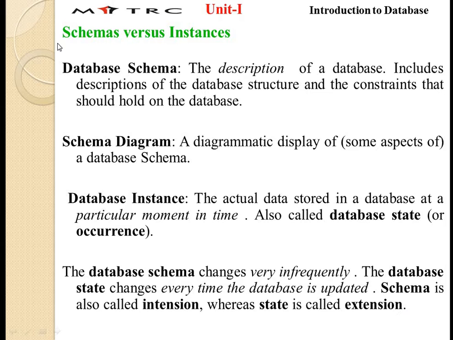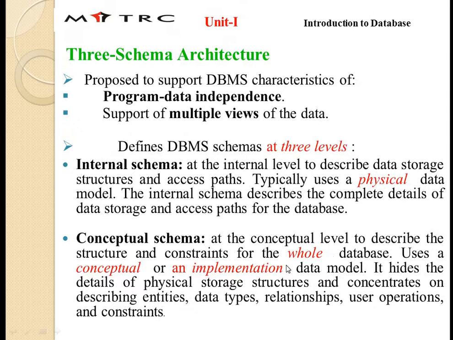The important point to note is that the schema is not going to change at a rapid rate. What changes is the state of the database, every time. The database schema is also called the intension, whereas the state is called the extension. So schema is called the intension, while the state is called the extension. Clear?